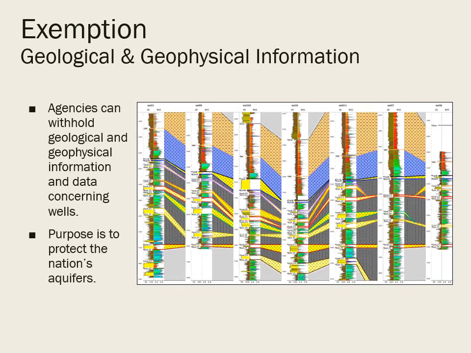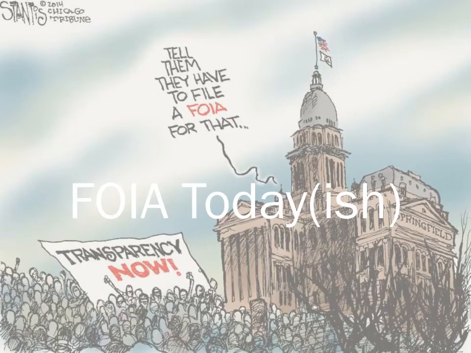And finally, we have the geological exemption, which allows agencies to withhold certain information about water wells. The purpose of this one is to protect the nation's aquifers. We don't want terrorists to poison them or otherwise cause harm to our drinking water supply. So that's the structure of FOIA and how it was intended to operate. And now we're going to briefly turn to how FOIA actually operates today.